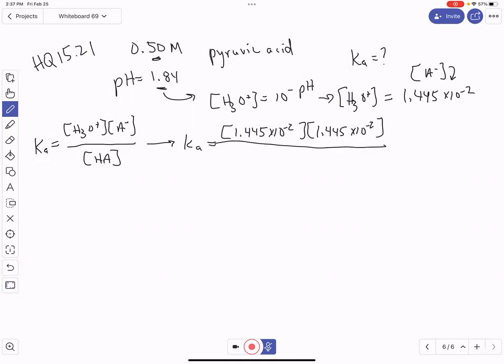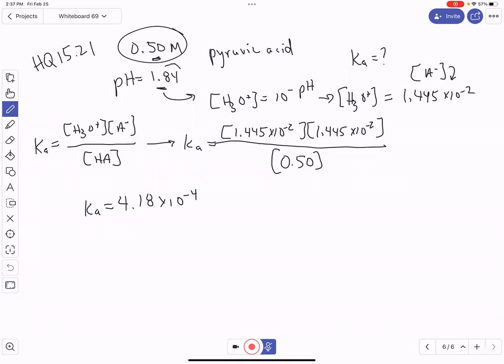It's a weak acid, so we're safe in assuming that my initial concentration is the same as my equilibrium concentration. So I'm going to square that and then divide that by 0.5. And I get a Ka for pyruvic acid of like 4.18 times 10 to the minus 4.